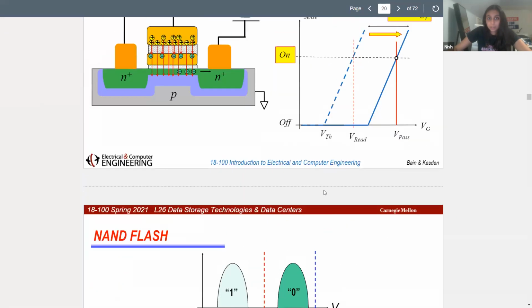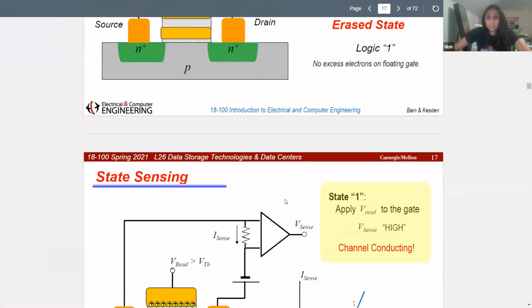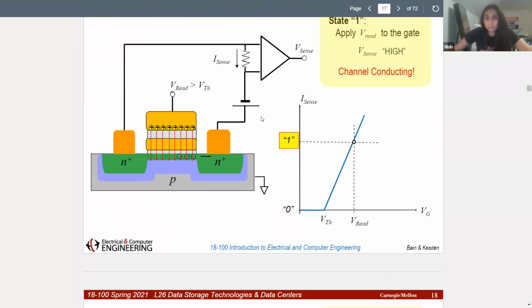The trickiest part about this is understanding how to tell whether something is programmed or not. If it's not been programmed, there's no electrons in that floating gate layer. So if we apply a medium voltage, we can call it V read, it's going to look kind of like your regular NMOS. With this medium voltage, we're going to get current flowing through here. That's kind of intuitive.